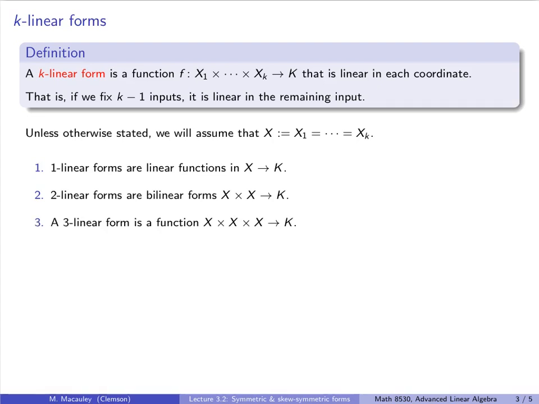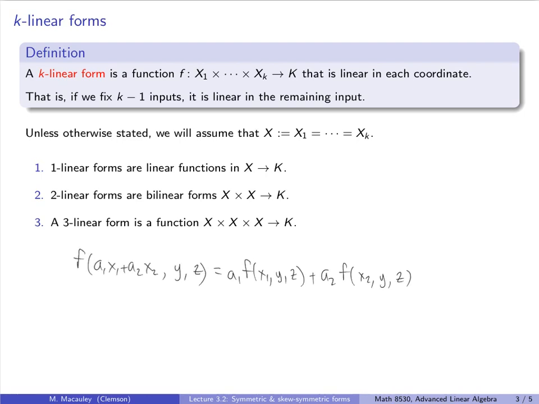A three-linear form is a function that takes three inputs and spits out a constant. Let me give you an example of what this will look like. Suppose we have an input, say a1 x1 plus a2 x2 in the first coordinate, and then y and z. So f of this, remember we can pull apart sums and constants. So that means we can always write this as a1 f of x1 y z plus a2 f of x2 y z.